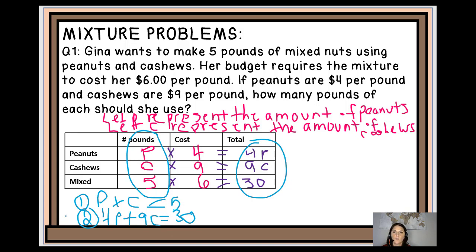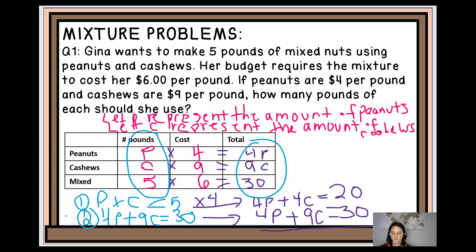Okay, next we are going to use elimination to solve for our variable. So how many pounds of each should she use? It doesn't matter whether we solve for P or C first. I'm going to go ahead and multiply the first equation by 4. That means we are going to be solving for C, eliminating the P. So go ahead and do that. Okay, so we have 4P plus 4C equals 20 for the first equation that we have rewritten.